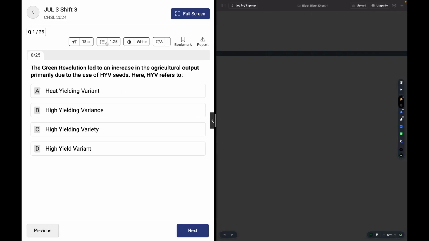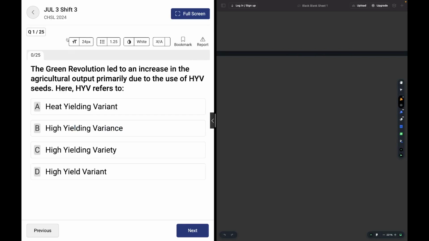Okay. Without wasting much of time, we are sitting on the 3rd of July, third shift. I've increased the font size for better view.